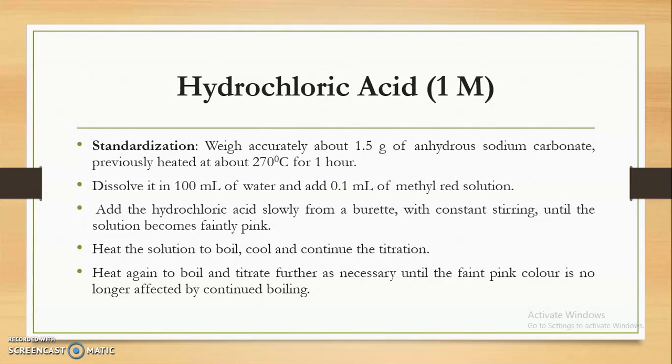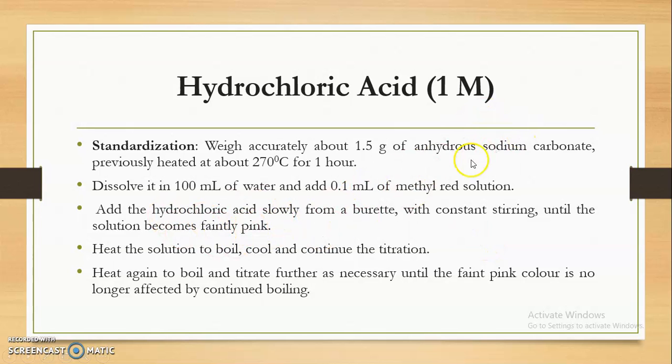Now we will see how to carry out the standardization of hydrochloric acid. First we have to weigh accurately about 1.5 gram of anhydrous sodium carbonate. Here this sodium carbonate is acting as the primary standard, which is previously heated at 270 degrees Celsius for 1 hour. Then dissolve in 100 ml of water, add 0.1 ml of methyl red solution, which acts as an indicator, and add the hydrochloric acid slowly from a burette with constant stirring until the solution becomes faintly pink.